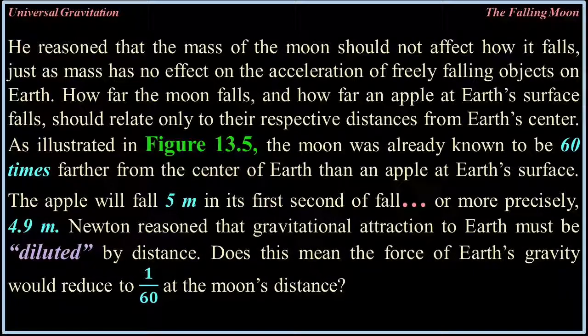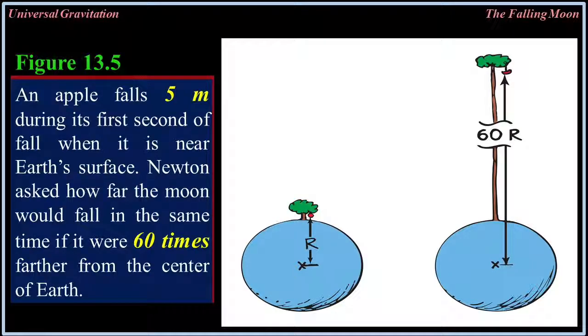How far the moon falls and how far an apple at Earth's surface falls should relate only to their respective distances from Earth's center. As illustrated in figure 13.5, the moon was already known to be 60 times farther from the center of the Earth than an apple at Earth's surface. The apple will fall 5 meters in its first second of fall, or more precisely, 4.9 meters. Newton reasoned that gravitational attraction to the Earth must be diluted by distance. Does this mean the force of Earth's gravity would be 1/60th at the moon's distance?